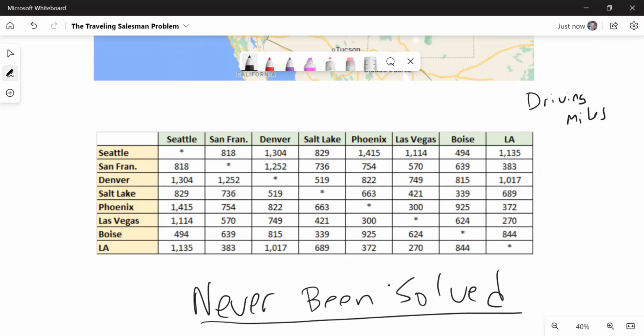Even computers will struggle if you have something like 50 cities or 50 spots. So when I say never solved efficiently, we haven't yet found a very good technique for finding the shortest route and doing it in an efficient way. Okay, this has been Traveling Salesman Problems.